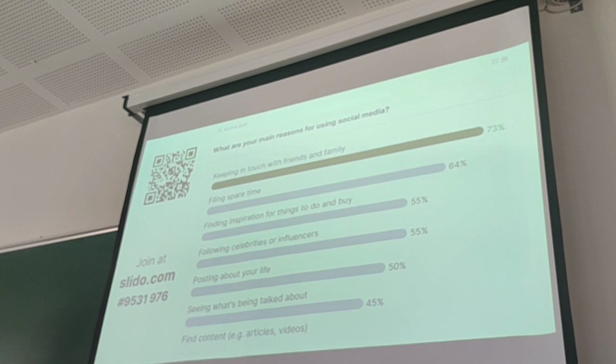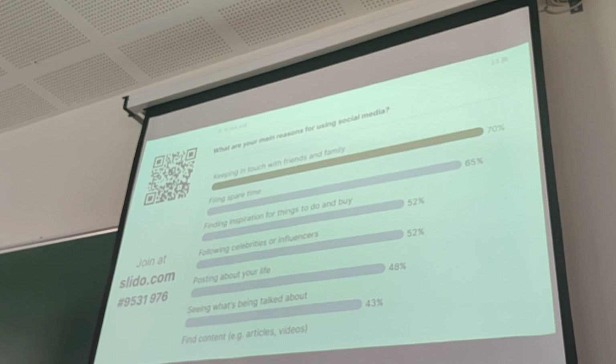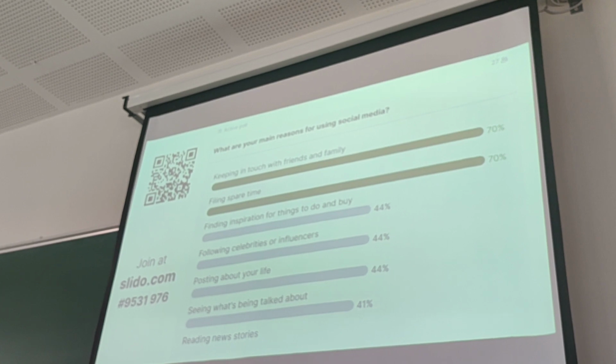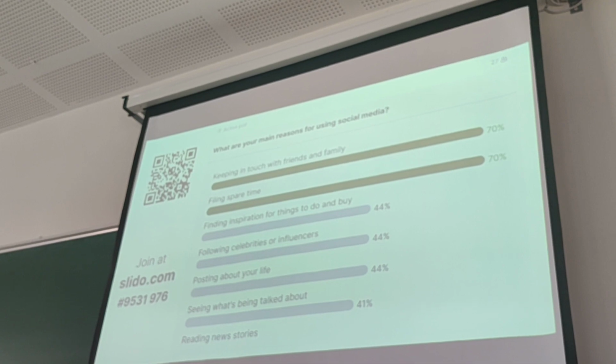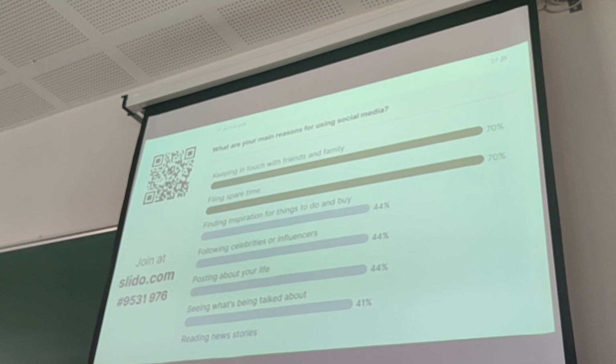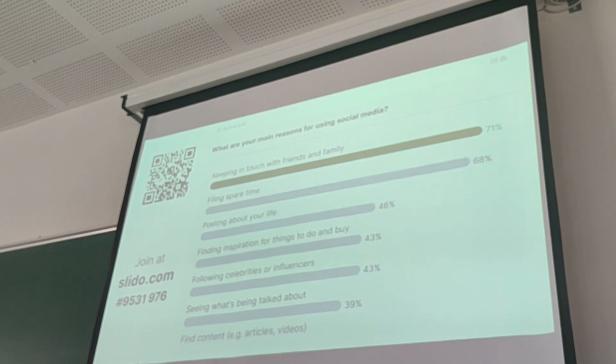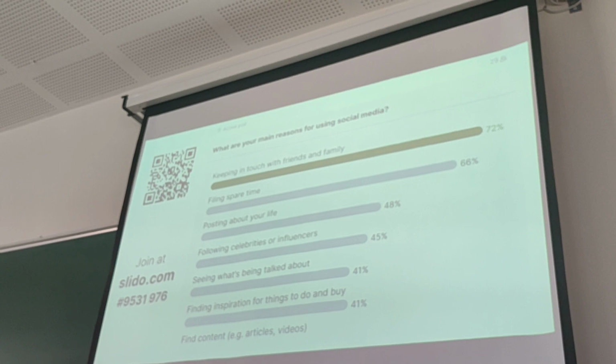Let me grab it on here so I can see the results. Okay, so what I'd like to do now is to see how this compares to the wider research as a whole. So what we've got, the two main tied reasons that we've got are keeping in touch with friends and family and filling spare time. There's certainly two that I selected. And then we've got finding inspiration for things to do and buy, following celebrities or influencers, posting about your life. Oh, and it's all changed. You see, you just get one more response and it all changes. So it's good. More, right. So yes, now keeping in touch with friends and family has made it to the top. So let's see what the global main reasons are for using social media and how it compares.